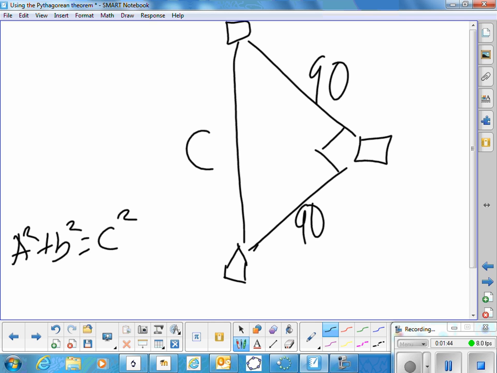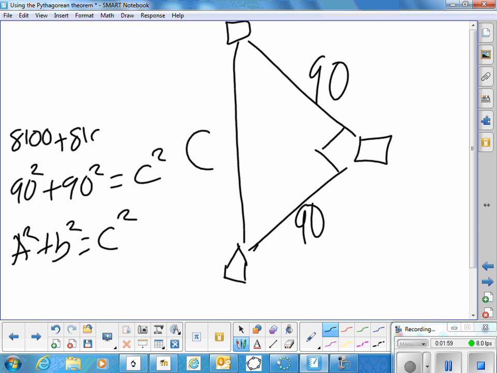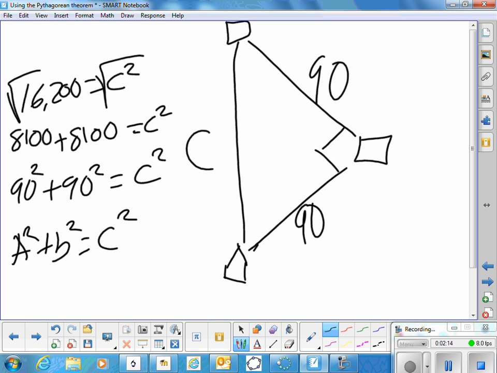So in this case we know A and B, so we have 90 squared plus 90 squared equals C squared. 9 times 9 is 81, so 90 squared is 8100. So we'll add those together, we get 16,200 equals C squared. So if we take the square root of each side, then we get C equals, let's go to our calculator.